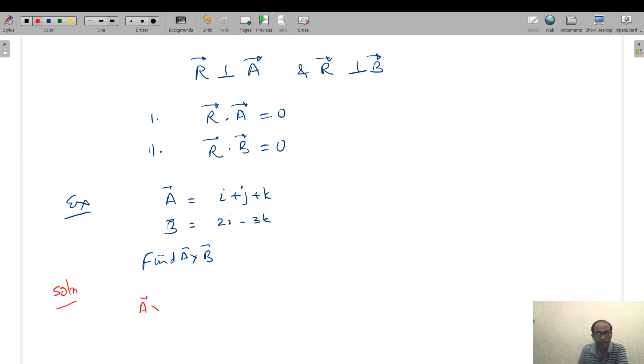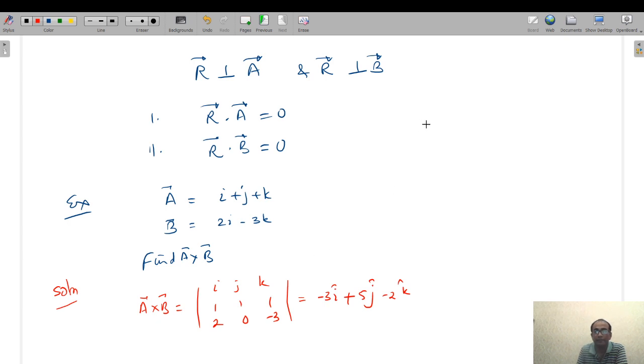So A cross B is given by this determinant, right? i, j, k here. These coefficients of A are 1, 1, 1 and of B are 2, 0, -3. Let me solve it quickly. So with i we get -3, that is -3i; with minus j we get -3 - 2 = -5, and this minus makes it +5j; and with k we get 0 - 2, so -2k. So this is the cross product of these vectors, vector A and B.